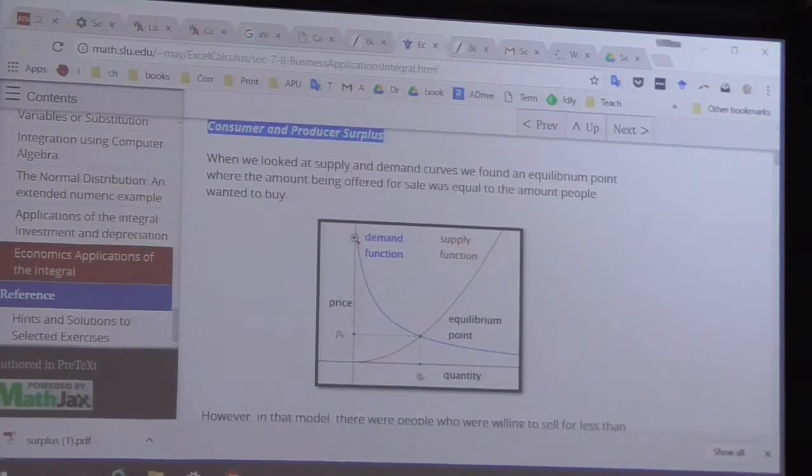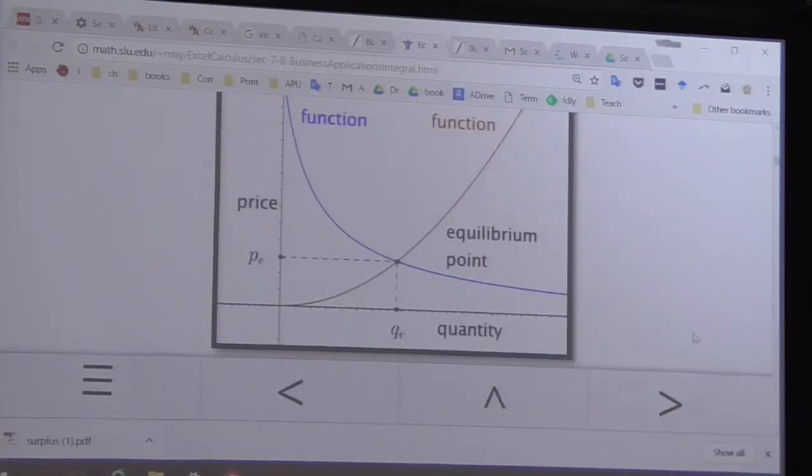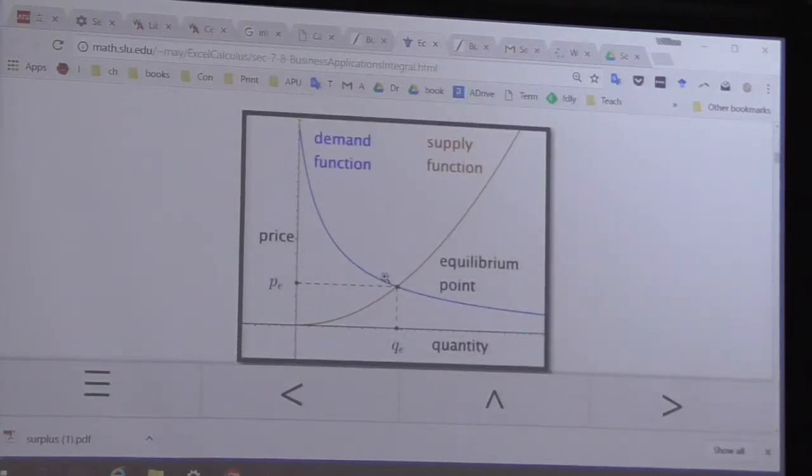So here we have what we saw earlier. We had a demand function and a supply function. Okay? We didn't talk that carefully, though, about what this really means. So what does it mean?